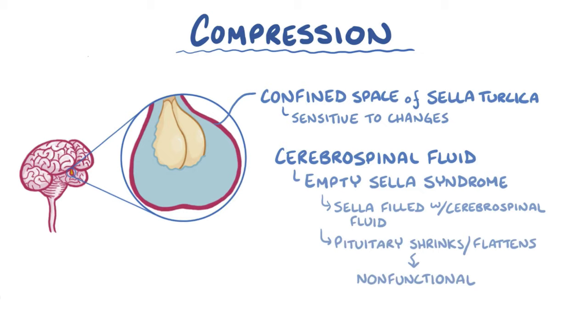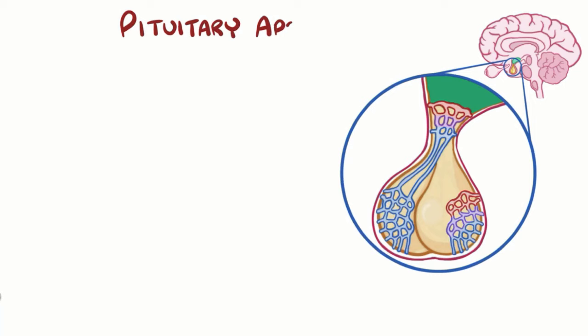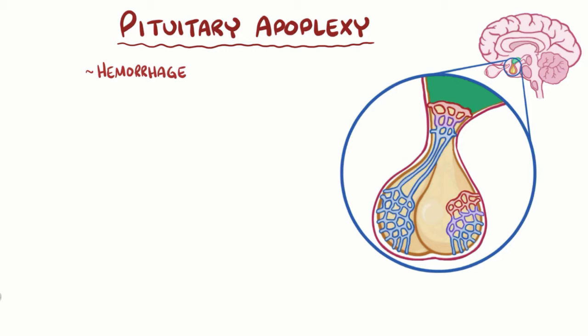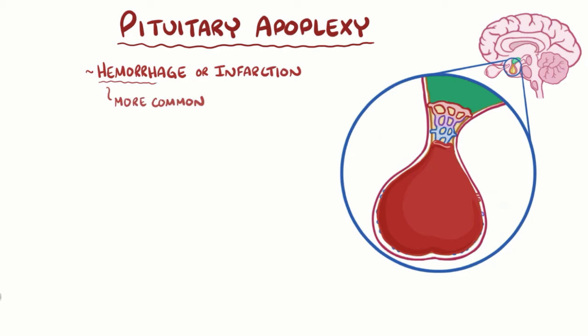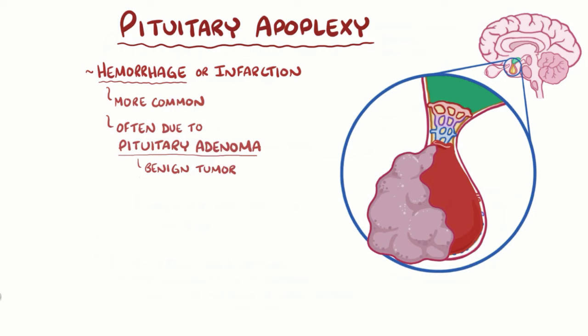Hypopituitarism can also be due to pituitary apoplexy, which is a disorder where there's either severe bleeding, like with hemorrhage, or a loss of blood flow to the pituitary gland, known as infarction. The more common way is hemorrhage. And the hemorrhage is usually caused by pituitary adenoma, which is a benign tumor of the anterior pituitary gland. Larger tumors demand more blood, and increased blood flow means increased pressures in the vessels, which can eventually cause them to rupture and bleed.